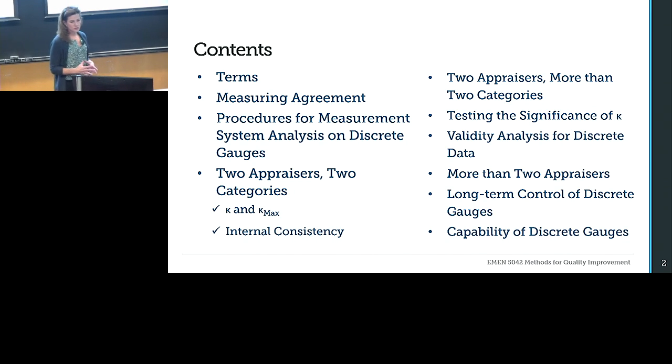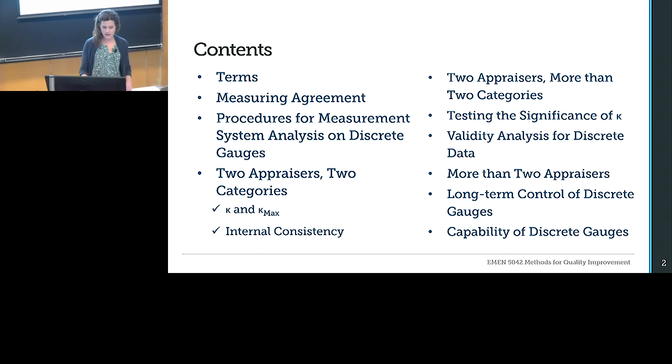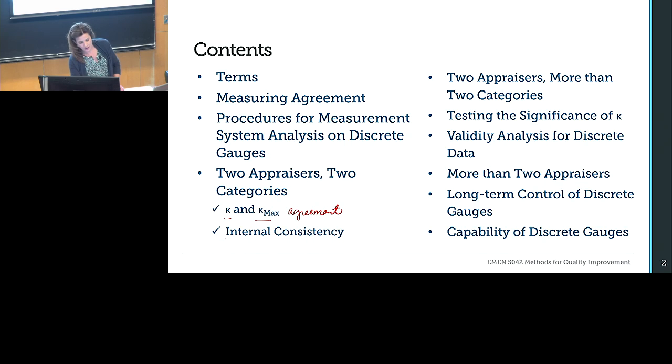So we'll look for procedures for measurement system analysis on the gauges, and then there are different types of situations you may run into where you have two appraisers and two categories, and we'll talk about what these metrics mean, Kappa and Kappa max, because these are measures of agreement. We use these statistics for agreement. And I believe Cohen is the one who came up with this. If you're interested in the history of statisticians, they always name it after themselves.